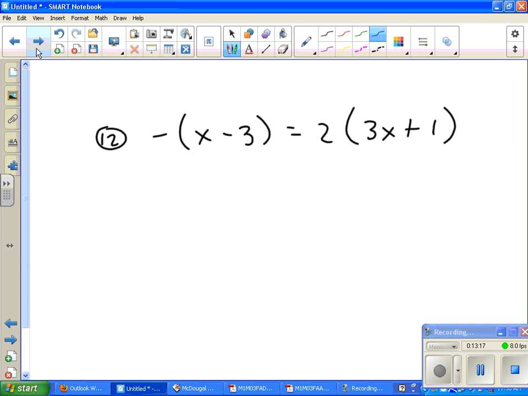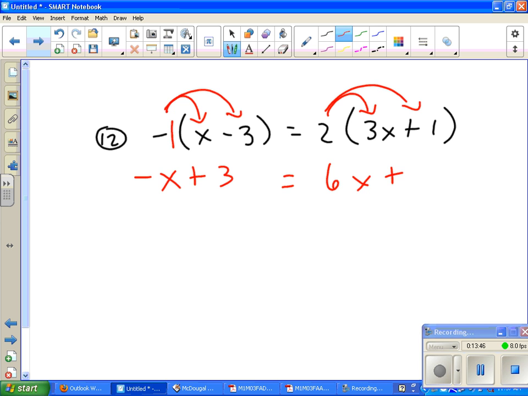Number 12. If you need to write in a 1 between the negative and the parentheses, it may help you. It's not necessary, however. That tells you to distribute that negative number, or in that case, that negative 1 times both things inside the parentheses. Negative 1 times positive x will give you negative 1x. Negative 1 times negative 3 gives you positive 3. Equals, we need to distribute this 2 as well. 2 times 3x is 6x, and 2 times 1 is positive 2.